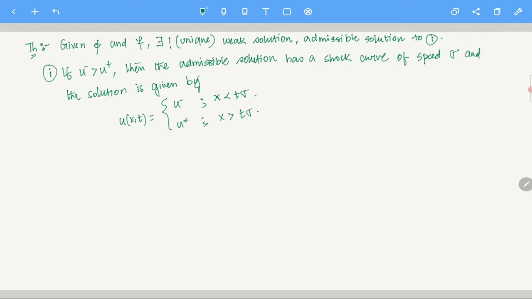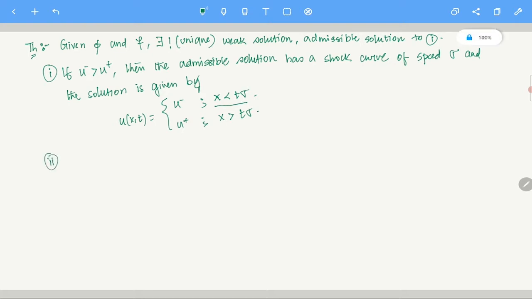Now don't get confused here. I am just writing down what we have learned when we looked at two different examples in the other video. We are taking intuition from there and writing down the theorem. We will of course prove this. What it is saying is for x less than t sigma, in our earlier case, if you remember, sigma for f equal to u square by 2 was half, right? So in that case, u is u minus for x less than t by 2 and u plus for x greater than t by 2. You can just compare it with your other example.